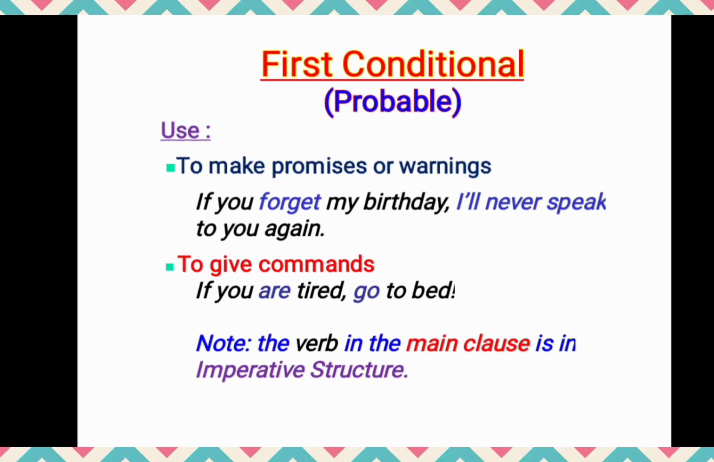And you can see also the first example, the main clause: I will never speak to you again. If you forget my birthday, I will never speak to you again. The main clause is, I will never speak to you again, and the verb in this clause is in the future structure, I will never speak to you. That is the whole construction of first conditional according to its use. You can see it categorically in this slide.